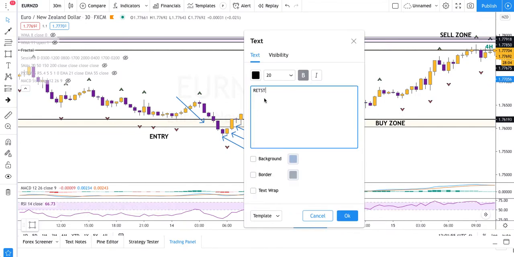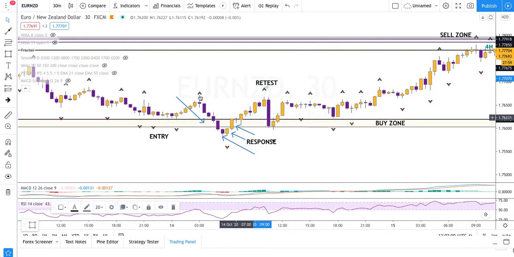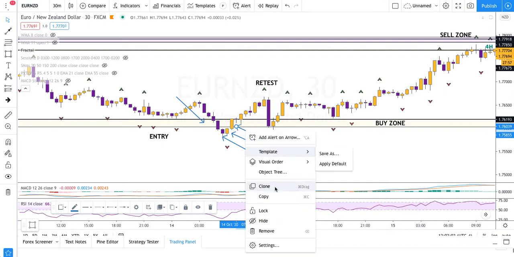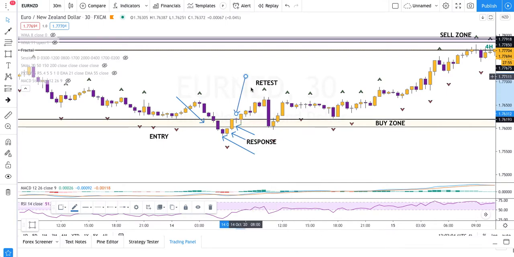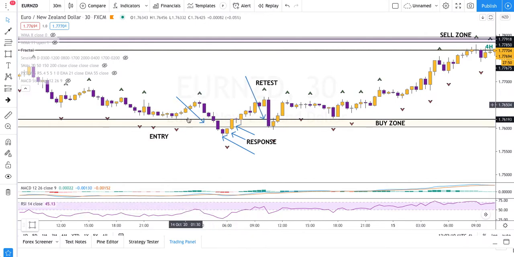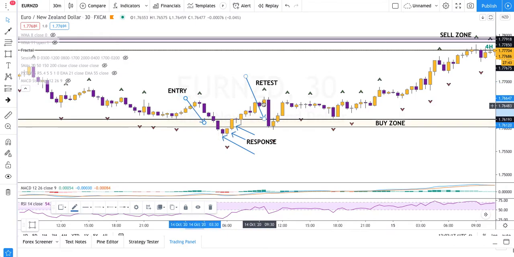Retest, which is super important. I can't say it enough. This is retest. Retesting the area. So we've got our entry. All right. We've got our response. We've got our retest. All right. And you repeat this until you see it exit out. And that's how you don't waste your time when you're trading.